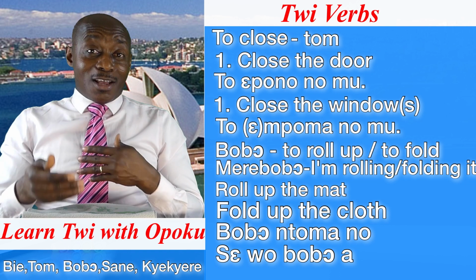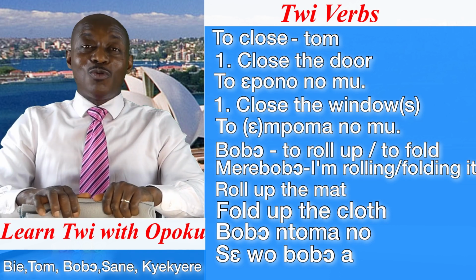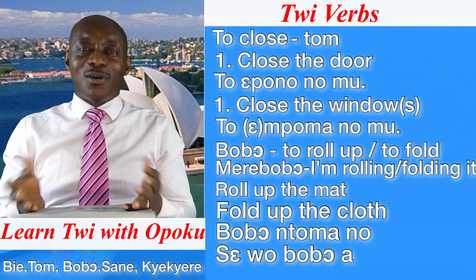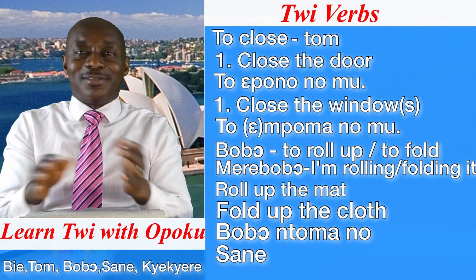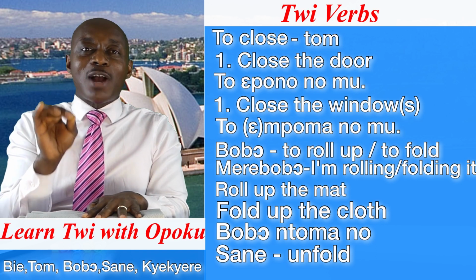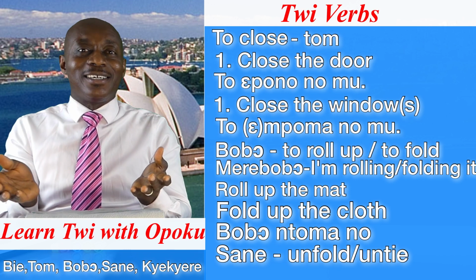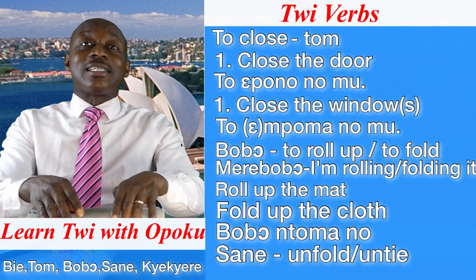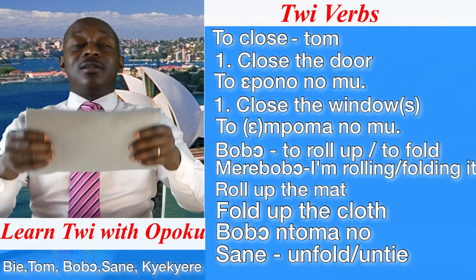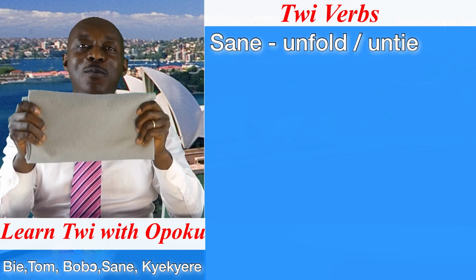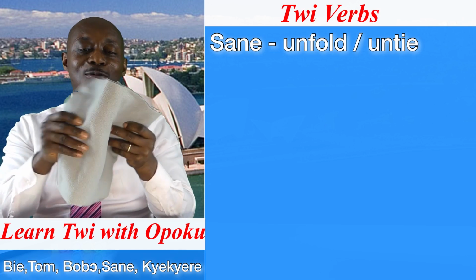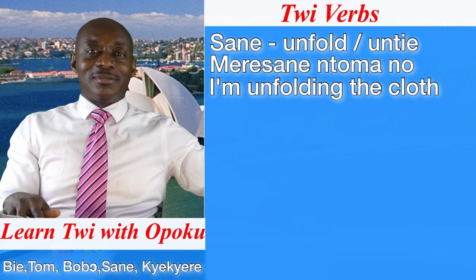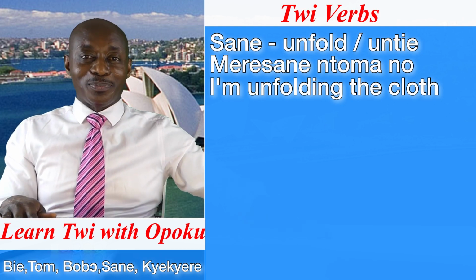Good. So bobo, that means if you fold it up, you will have to also unfold. So how do we say unfold in Twi? In Twi we will say sane. And this is the same vocabulary that we use for untie. So unfold and untie, we use one word for that, and that is sane. So let's take this to be a cloth, and you want to tell me, Opoku, unfold the cloth. This is what I will do. I will unfold it. In this case, I will say me sane ntoma no. Me sane. That is unfold.